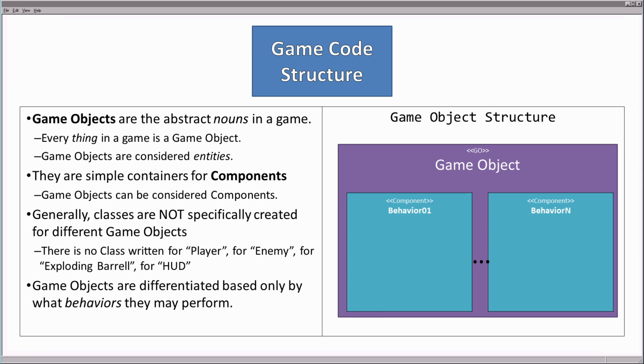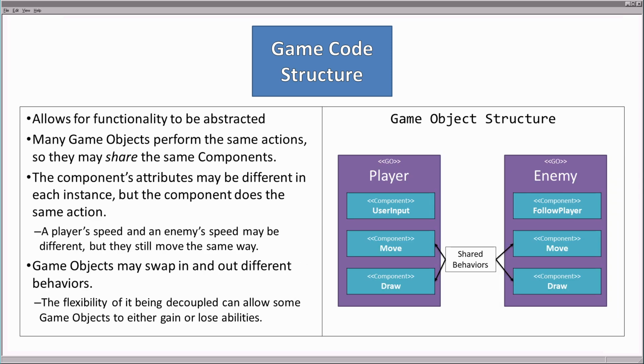Generally, classes are not specifically created for different game objects. There is no specific class written for player, for enemy, or for exploding barrel. Game engines commonly have a data type game object that is then extended to specific kinds of game objects. Game objects are differentiated based on what behaviors they perform.